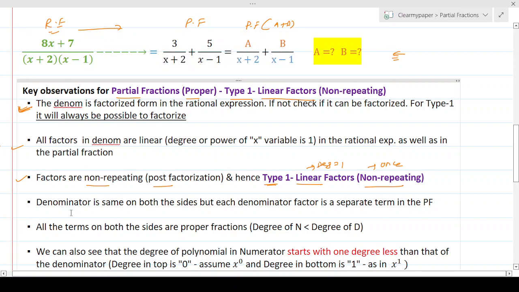If you see here, the denominator is the same on both sides, but each denominator factor is a separate term in the partial fraction. What does it mean? If you take the rational expression on the left hand side, you see this is the combined denominator, with two factors multiplied by each other. And on the right side, once we break it into the different parts of the partial fraction like this, the number of terms and the denominators are exactly the same. You are not going to see any new terms.